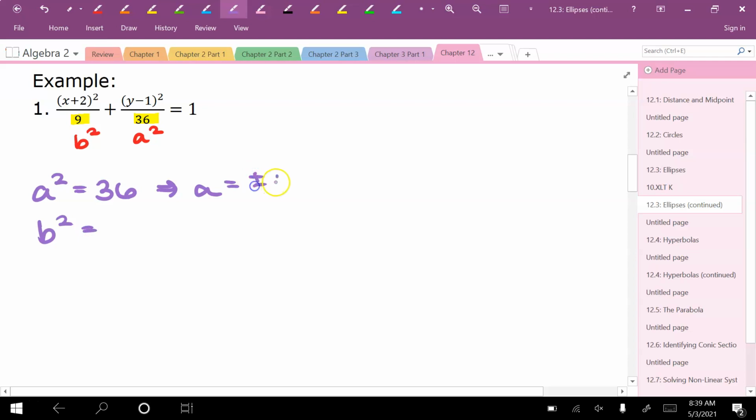Good, 6. So plus or minus 6. Now my b squared value is 9. So what's b going to be? Good, 3. Plus or minus 3.